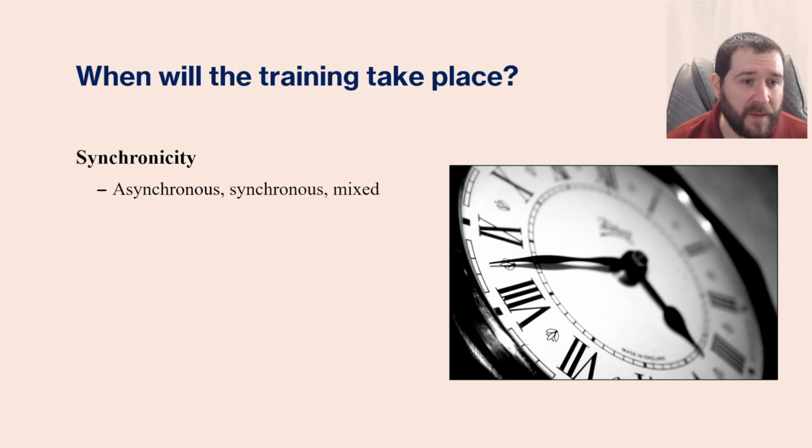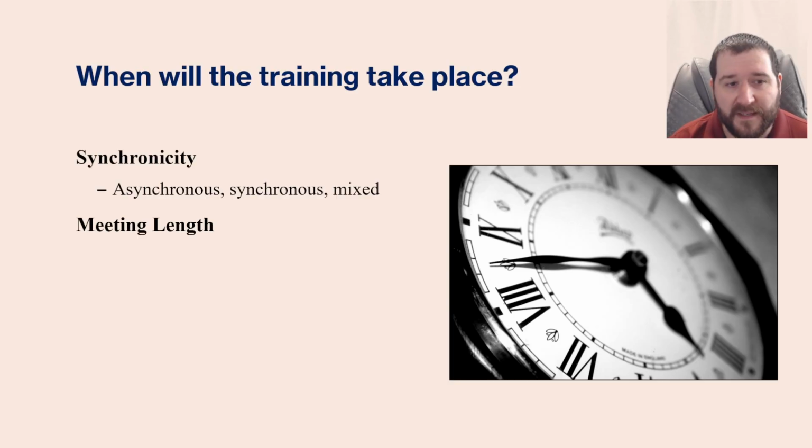Asynchronous means we are not meeting at the same time. Students are working on the content at their own pace, at their own time that's convenient for them. Synchronous is when we would meet at the same time, maybe for a Zoom meeting to go over the content. And mixed is in between. You might have a synchronous lesson, but an asynchronous discussion. So consider that when we're talking about training. How much of it is happening at the same time versus different times?